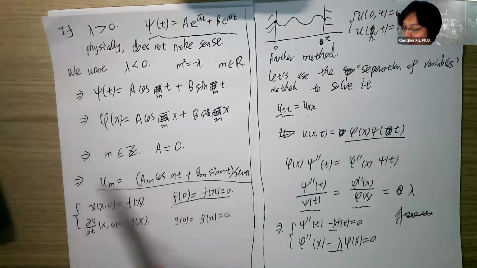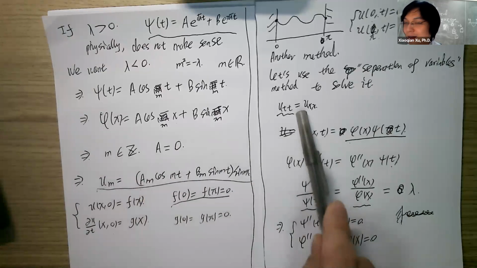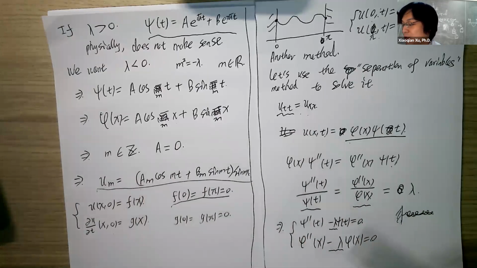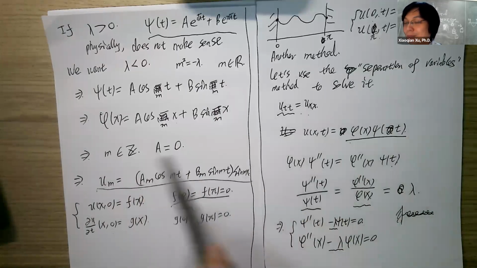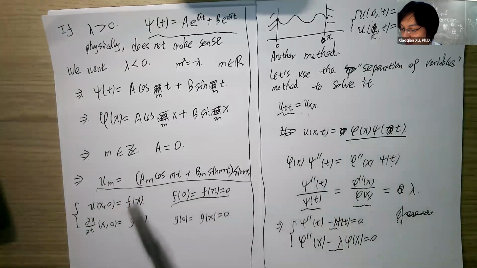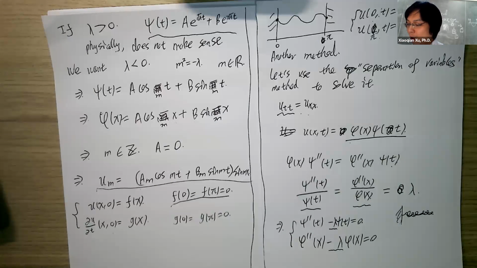This kind of solution satisfies the differential equation, as we showed, and satisfies the boundary condition, but it doesn't satisfy the initial condition, right? What we want is, whatever initial condition I give you, you have to find the corresponding solution. This is what we want in order to solve a differential equation.